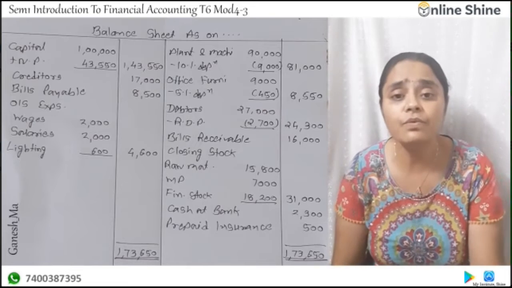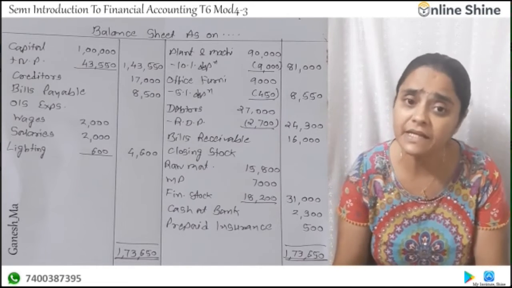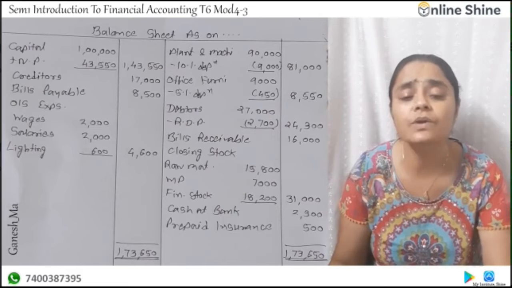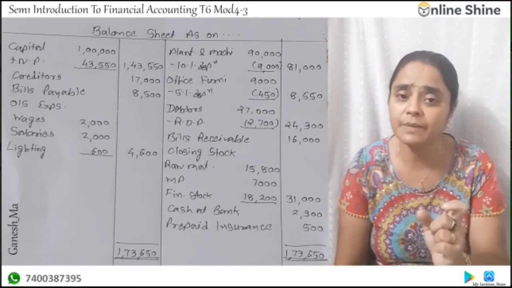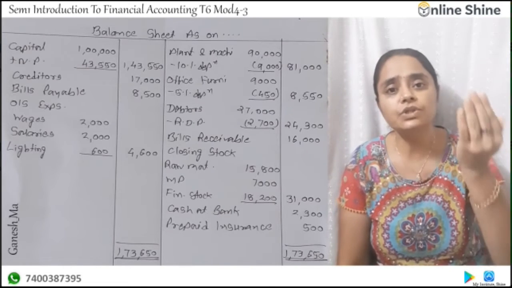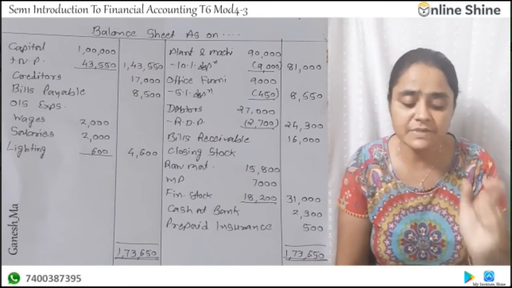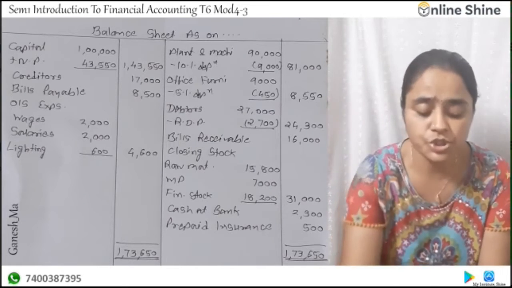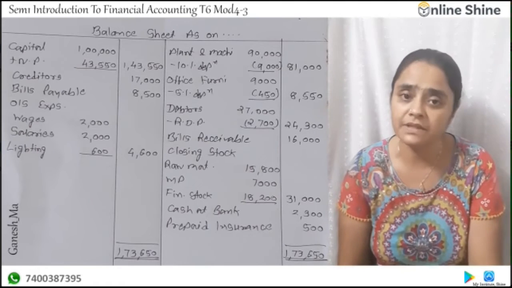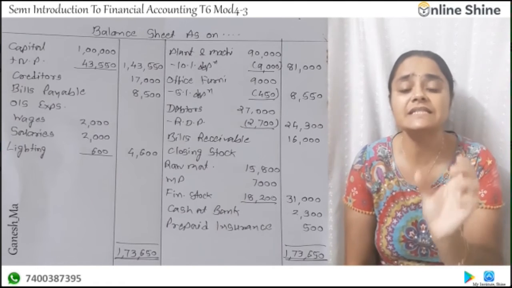So the machinery value given over here is rupees 90,000. On 90,000, if you calculate 10%, it comes to 9,000 depreciation. So from 90,000 you will deduct 9,000 as depreciation. The WDV amount which finally comes as rupees 81,000 will be shown in your balance sheet, outer column, 81,000.